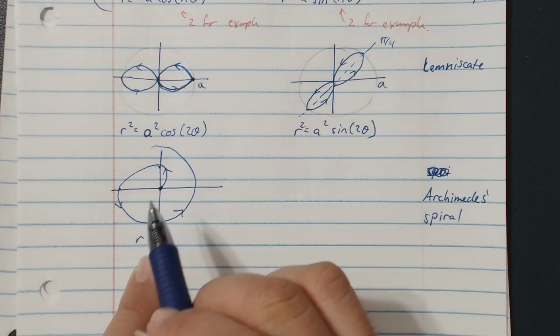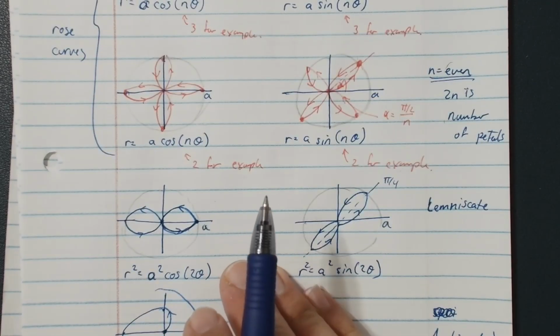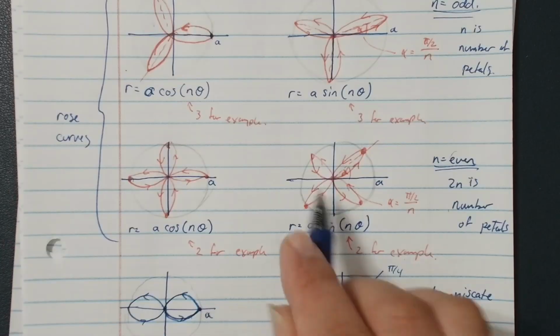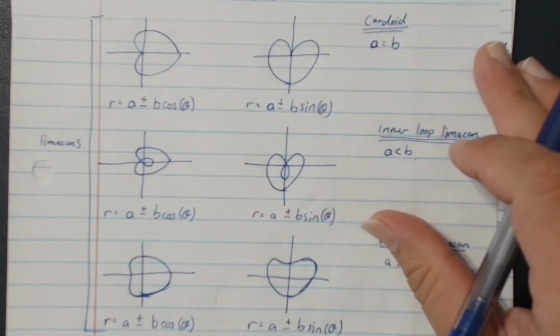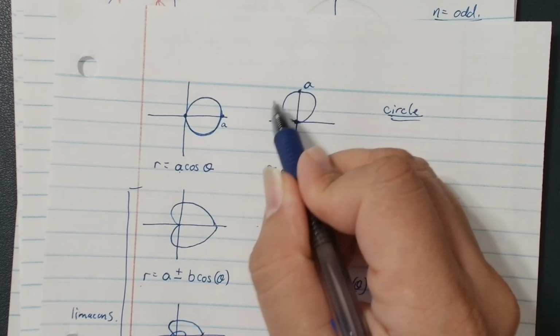Oh, actually, there is one more thing to say. Unlike all the rest of the graphs we've seen, this one doesn't have a limit on its size here. These are all contained within a circle of radius a. Over here, this one is a circle of diameter a, so it is contained within a circle of radius a.